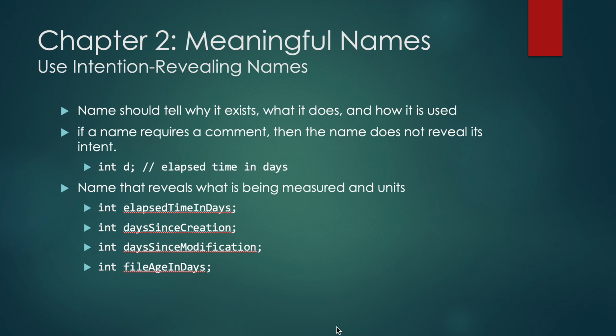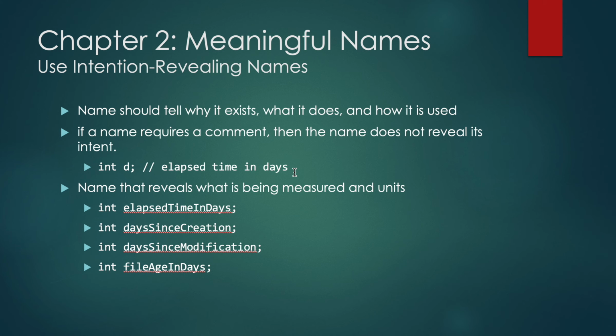So the first thing that Uncle Bob covers in this chapter is that we should use intention revealing names. The name should tell you why it exists, what it does, and how it's used. So, if you consider a name like int d, and then you have to put a comment saying this is the elapsed time in days, the name itself doesn't reveal the intention, right?